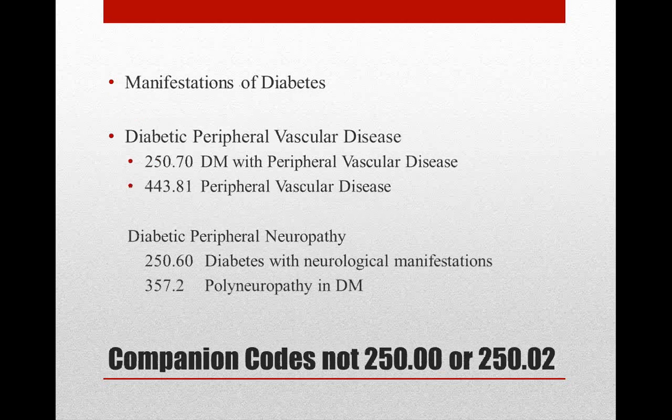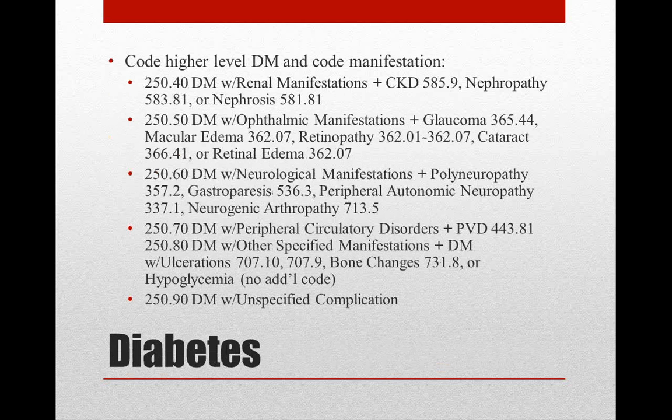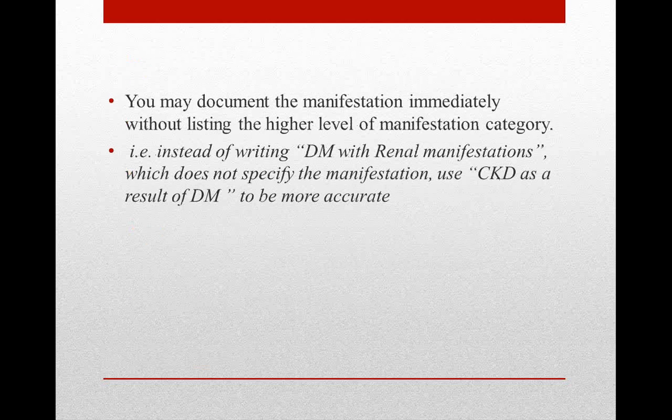And here's some more examples of what you would do with PVD or peripheral neuropathy. And again, just some more suggestions on what you can do under each one of these categories: renal, ophthalmologic, neurologic, peripheral vascular, and other non-specified. Code the diabetic code first, followed by the manifestation.